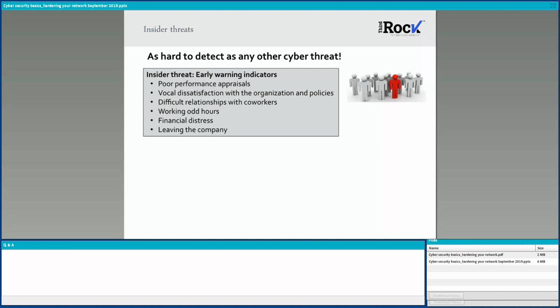These are people who typically conduct or execute an insider threat.